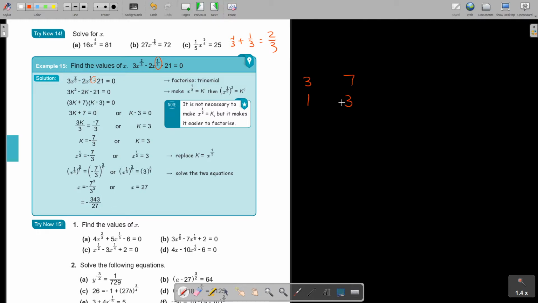So this is 9 minus 7, and that's 2. And you just go directly and you say a third. It's always that middle that you put here. And the signs are different, and the biggest one gets the negative, positive. Okay, and I end up with those 2 brackets. So I have 3 x a third minus 7, and I have x a third plus 3, and that's equal to 0. Then I put this bracket equals 0, this bracket equals 0.